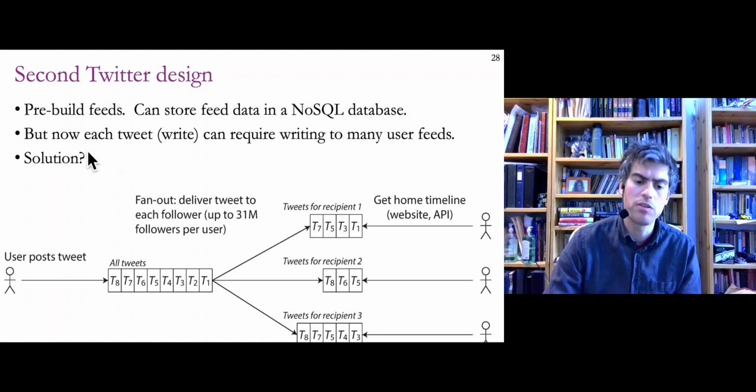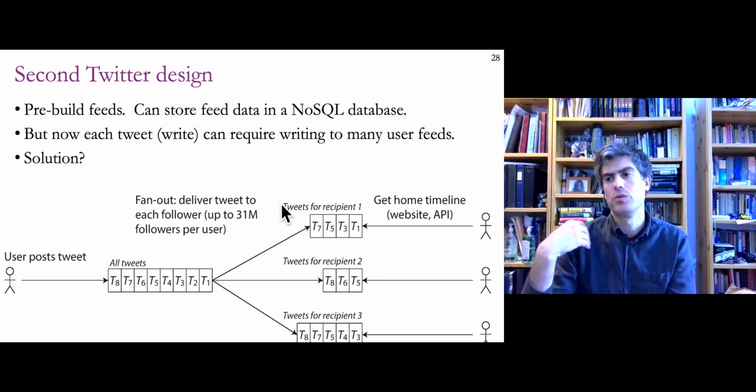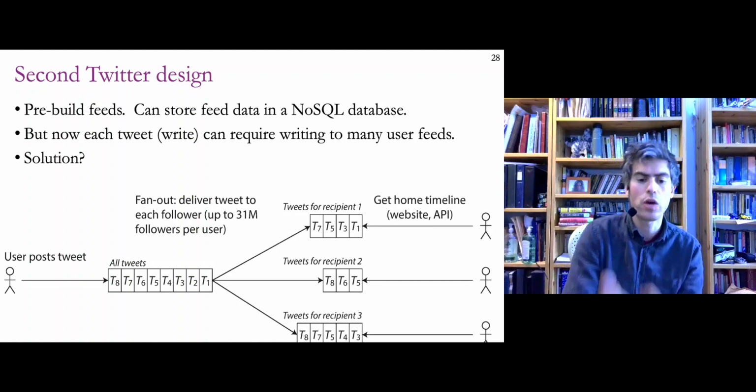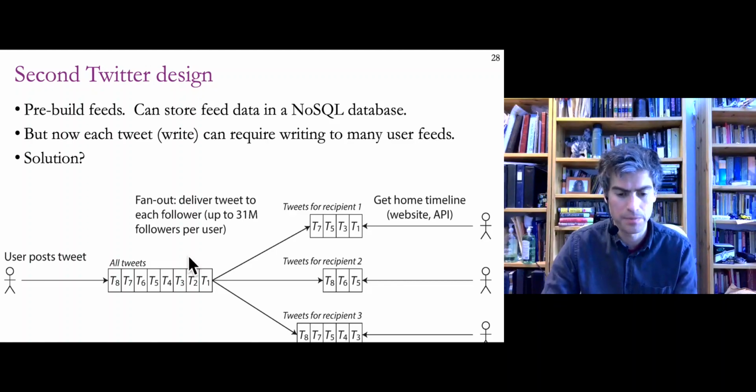So whenever a user tweets, whenever there's a write, you have to not just write that tweet once in the database, but you have to write it to all of the feeds of users who are following that user. So if this user posts a tweet, it goes to their own log of tweets, but it also has to be sent to the feed of all the followers.